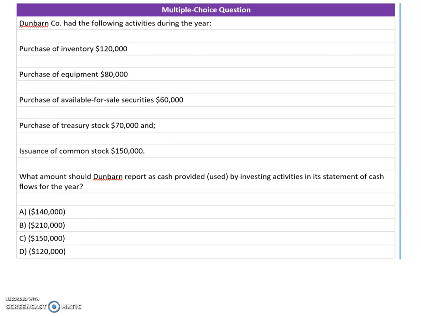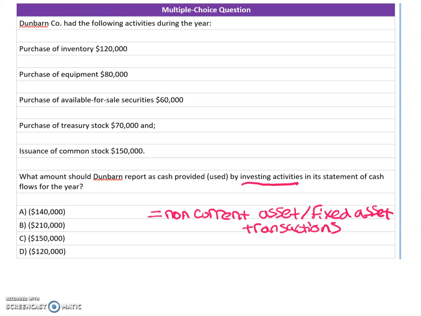So what amount should Dunbar report as cash provided by investing activities in its statement of cash flows for the year? So what is going to be reflected in our investing section? This is generally just going to be our fixed assets, any sort of non-current asset transactions, basically anything that is not financing and is not going to be a transaction or a cash inflow or outflow during the ordinary course of business activities.